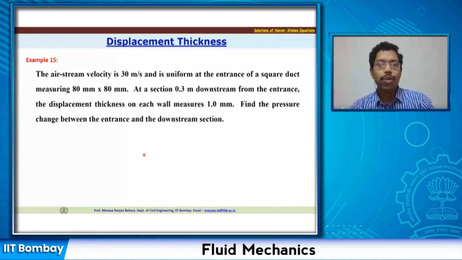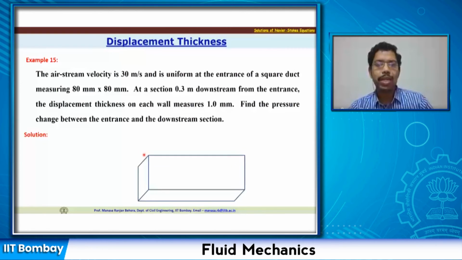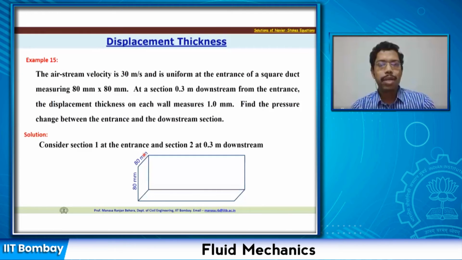Let us look at the solution, and with a pictorial representation, let me explain quickly. This is the duct where you have the duct dimension as 80 mm by 80 mm, and in this, let us say you consider two sections: section 1 at the entrance and section 2 at a distance 0.3 meter downstream. At these two sections you have to find out what is the difference in pressure. Why will there be a difference of pressure?